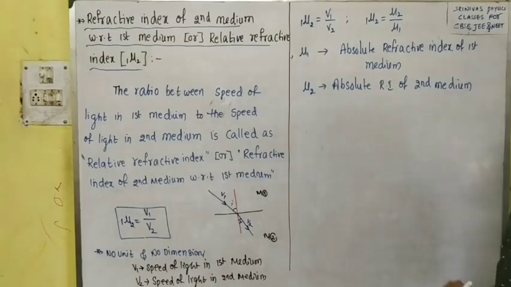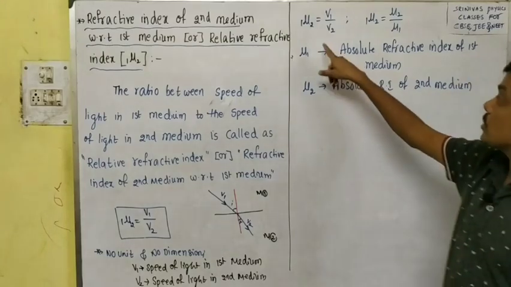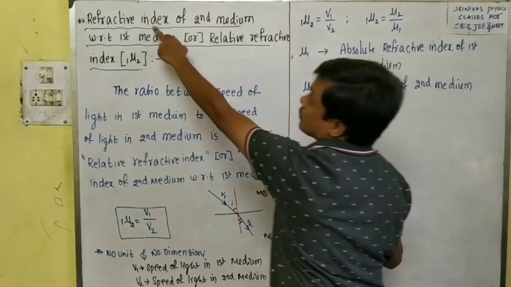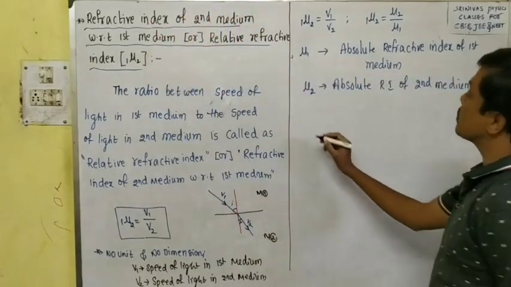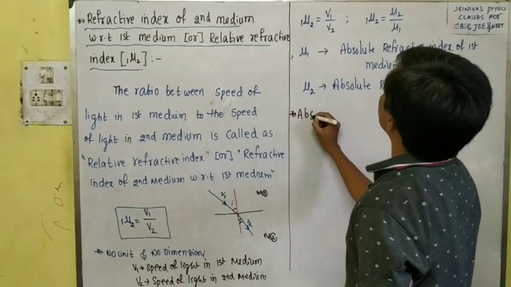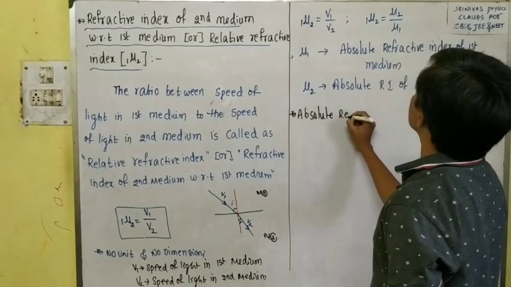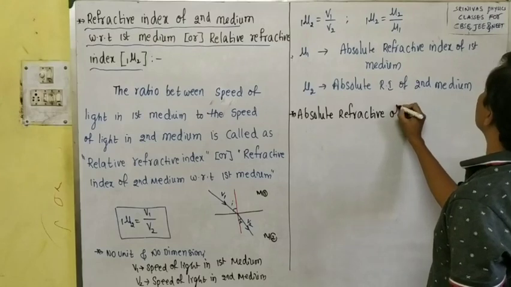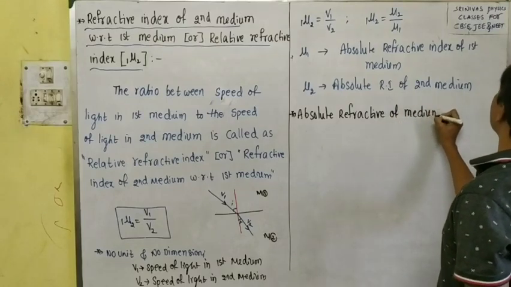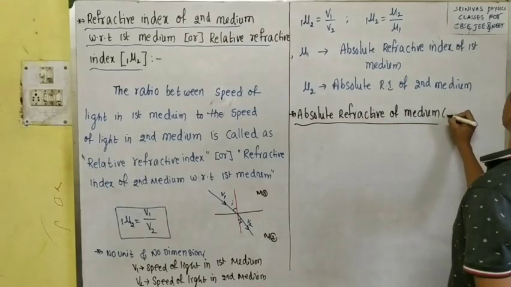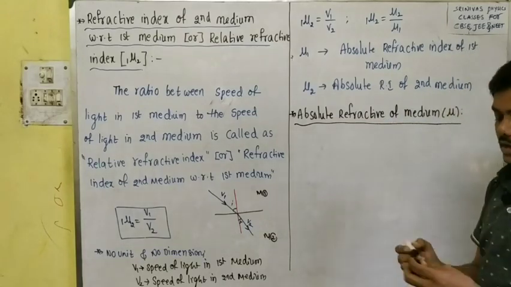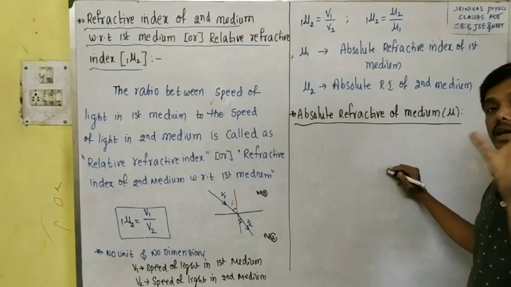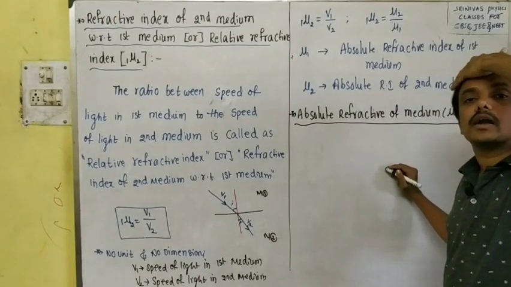Then what is absolute refractive index? Let us go for one more definition. Relative refractive index means refractive index of one medium with respect to another medium. But I want the absolute refractive index. What is absolute refractive index? Refractive index that depends upon only one medium. This is mu, okay? Refractive index of any medium with respect to vacuum is called absolute refractive index, okay?